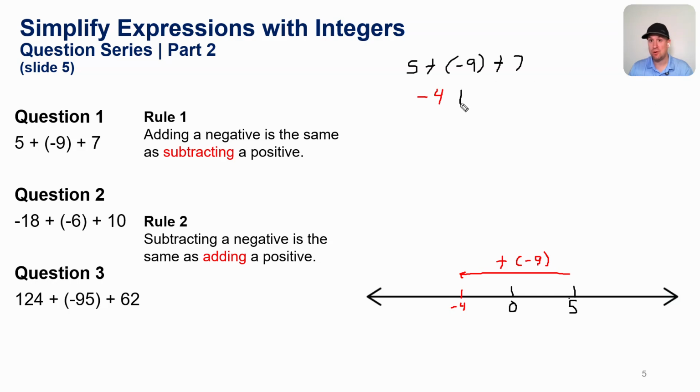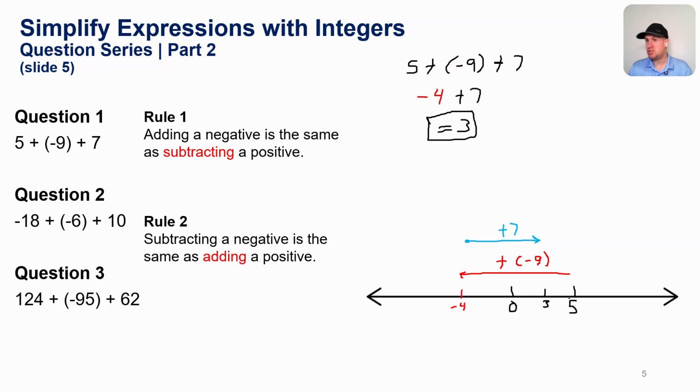So we now have negative 4 plus 7 here. Okay, so negative 4 plus 7. Now what I'm going to do is go back to the right 7 units. So from negative 4 back 7 units means I end up at a positive 3, right? The reason is it takes me 4 units to get back to 0, and then I have 3 units left over. So I end up at a positive 3 here. So this is equal to 3. That's your result.